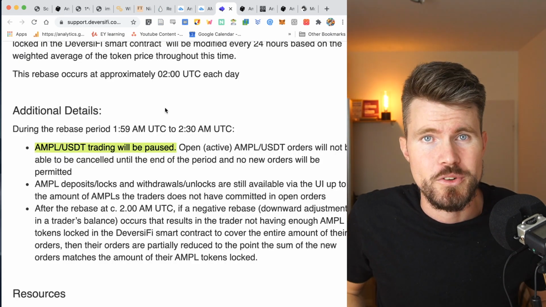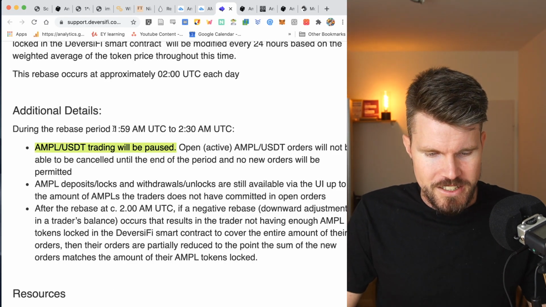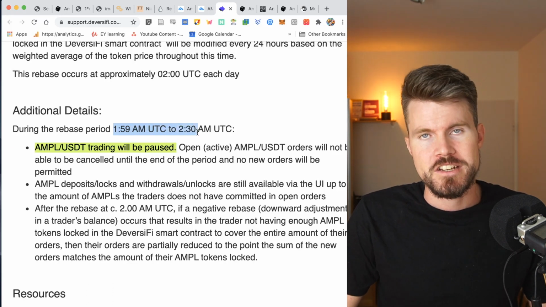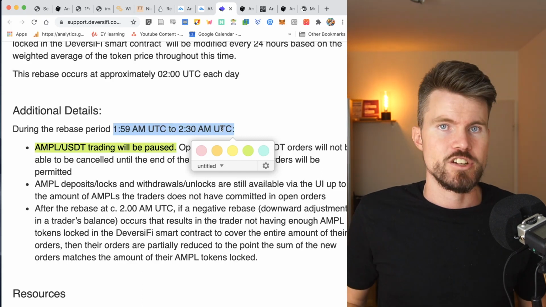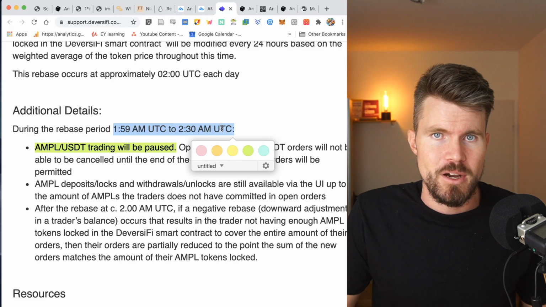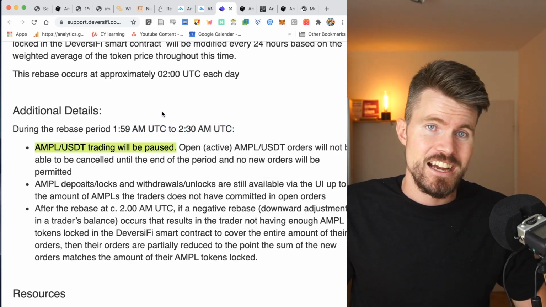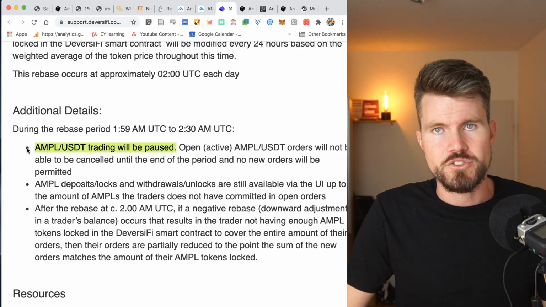So here is some additional important information concerning the rebases. The rebase period is between 1:59 a.m. Universal Time and 2:30 a.m. Universal Time. So during this period, you cannot trade. And I highly recommend, if you've got any open orders, buy or sell, on maybe Binance or KuCoin, that you close them during this time, as you're not really sure what's going to happen after the rebase has happened. So trading will be paused on most exchanges during that time.